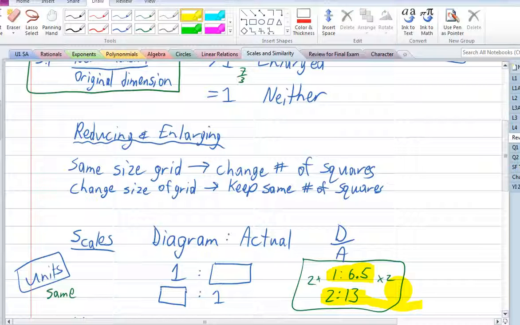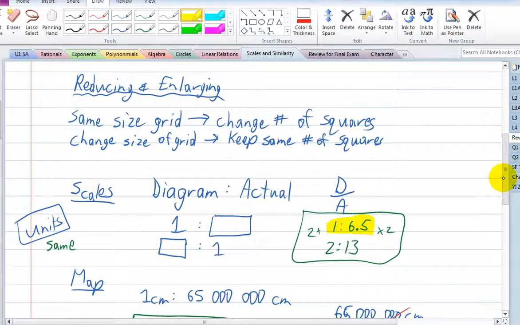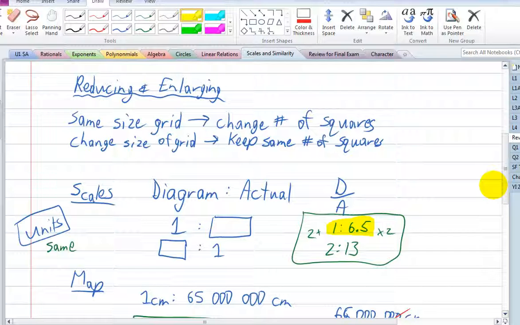Good. So moving on then, after we had the same units, we went for the map. The map is a great example. Just finished covering it again with the grade 10s because it comes up. So our map is centimeters to centimeters, and the map is huge, right? 65 million centimeters. Okay. So we've got to turn that into something workable. We've got to turn that into kilometers.